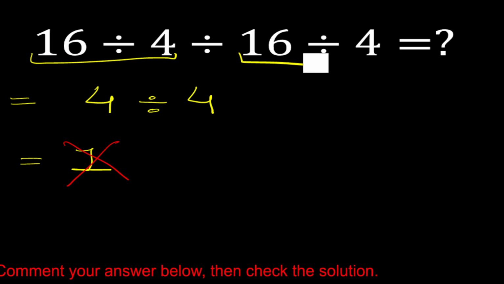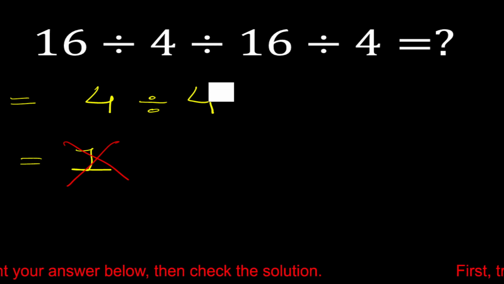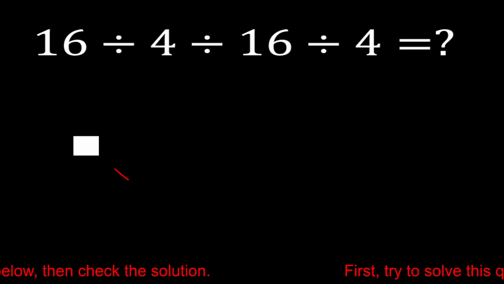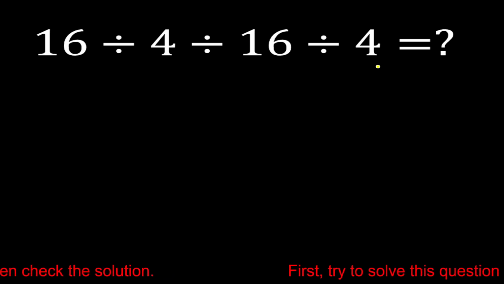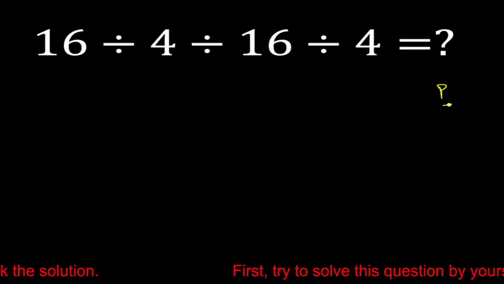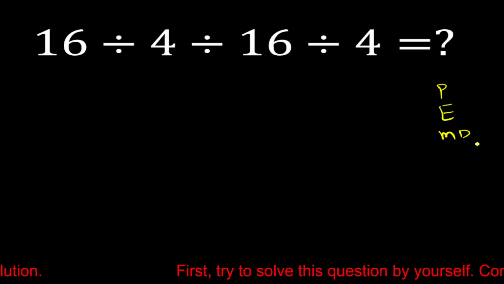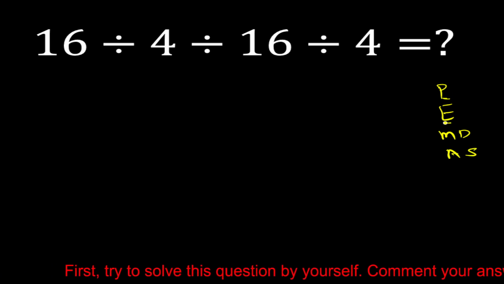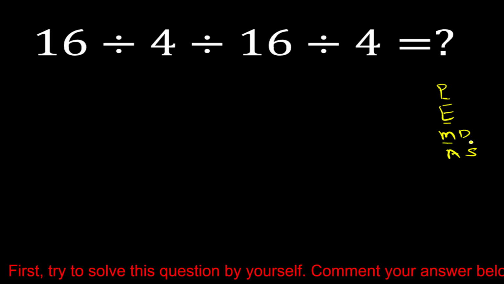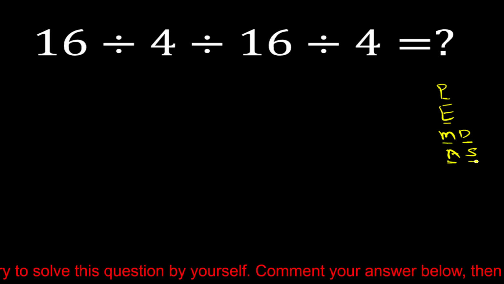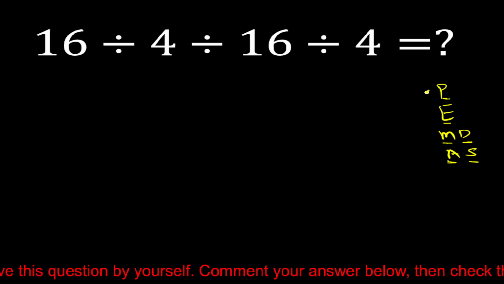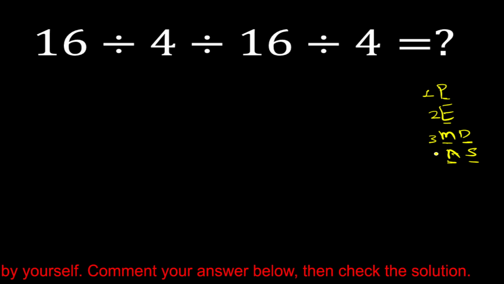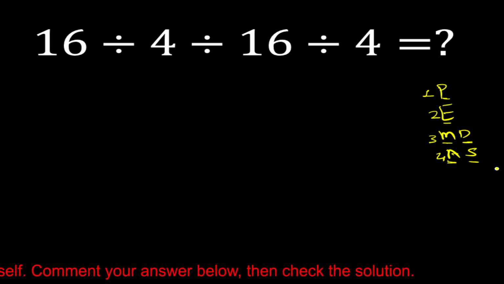So now let's solve this problem correctly by using the PEMDAS rule. According to the PEMDAS rule, P means parenthesis, E means exponents, M means multiplication, D means division, A means addition, and S means subtraction. First priority is parenthesis, then second priority is exponents, then third priority is multiplication and division, fourth and last priority is addition and subtraction.